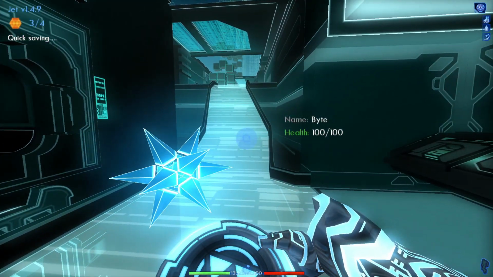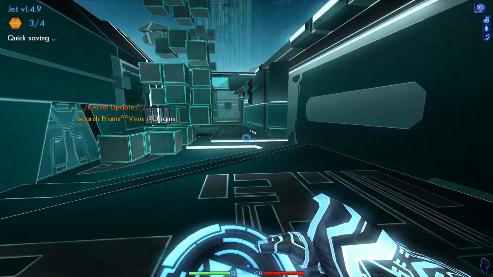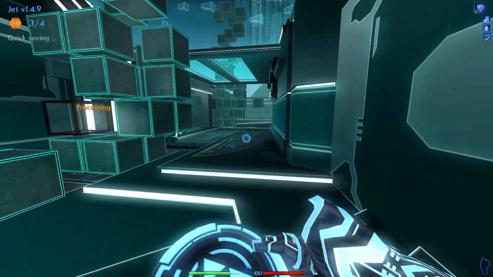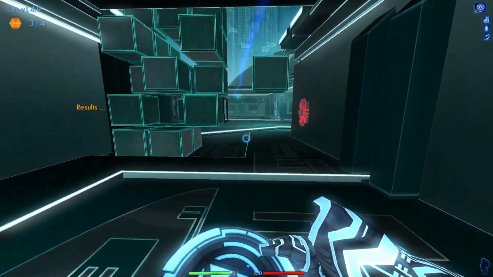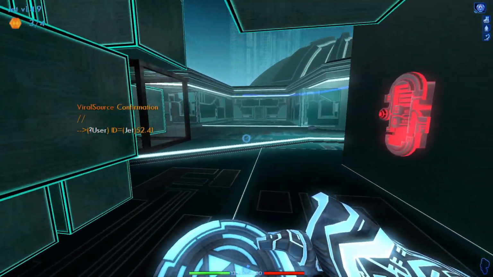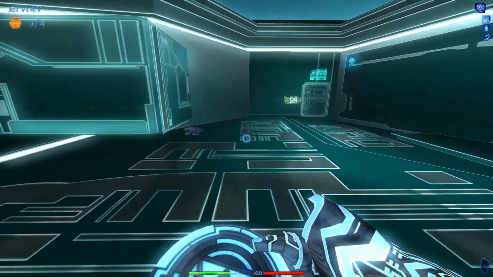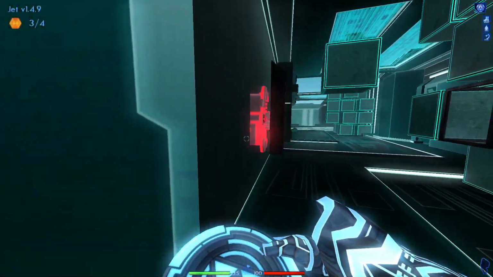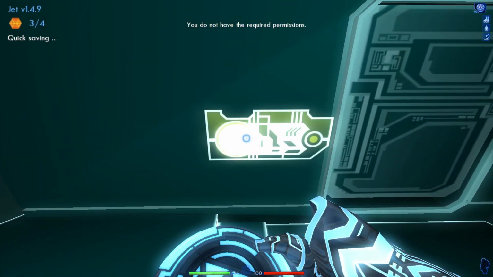We must keep moving. Oh, the kernel is searching for the virus origins. It seems to think we are the source of the virus. That's not good. We don't even nearly have permissions to remove this from the game.